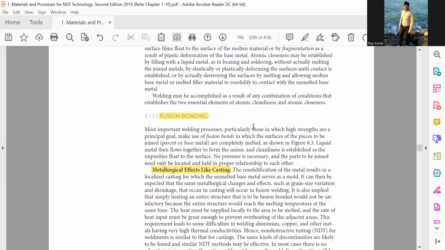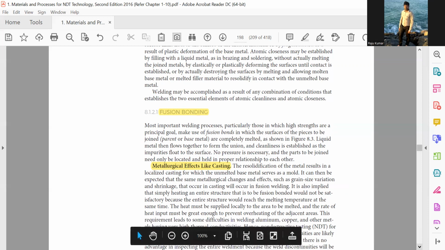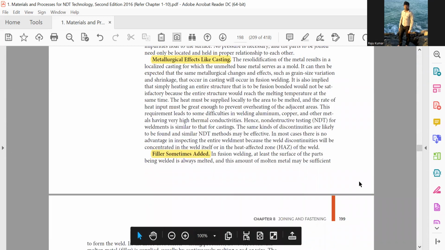The most important welding processes, particularly those in which high strength is a principal goal, make use of fusion bonding, in which surfaces of the pieces to be joined, the parent or base metal, are completely melted. As shown in 8.3, liquid metal then closes together to form the union, and cleanliness is established as the impurities float to the surface. No pressure is necessary, and the parts to be joined need only to be located and held in proper relationship with each other. Metallurgical effects are like casting. Fillers are sometimes added.